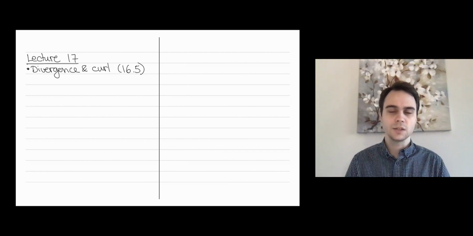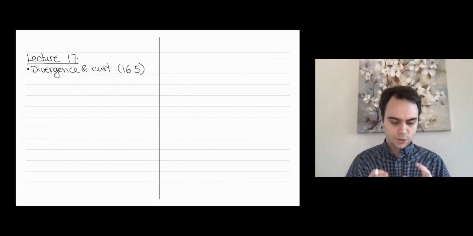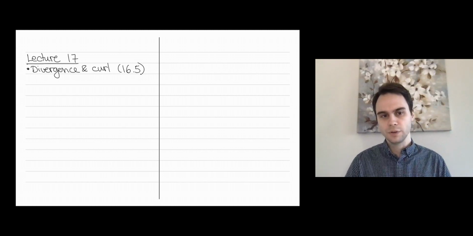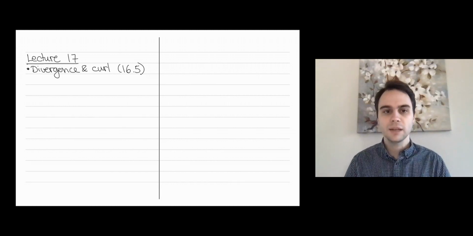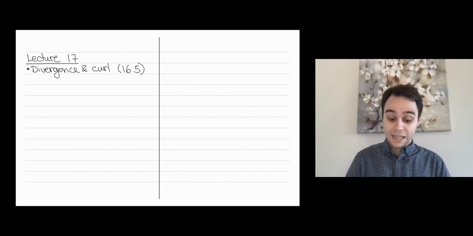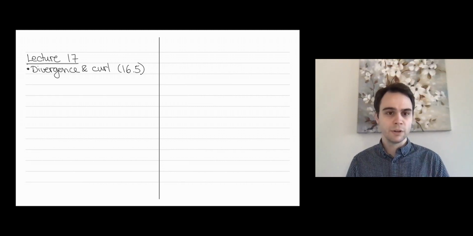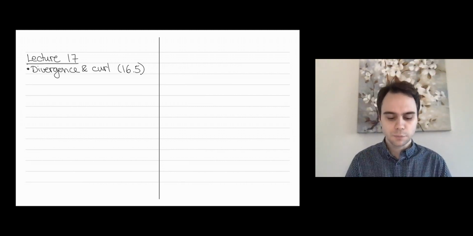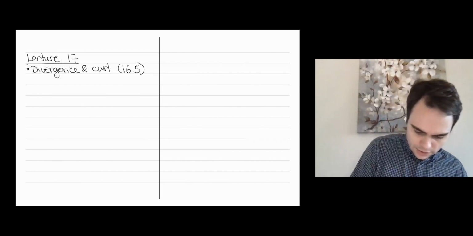It appears in the statement of Green's theorem, and I'd like to explain to you why these derivatives have the names that they have. So I'll make a connection to fluid mechanics. And then using that connection to interpret these derivatives, we'll see that Green's theorem makes a lot of intuitive sense. All right, so let's get to it.